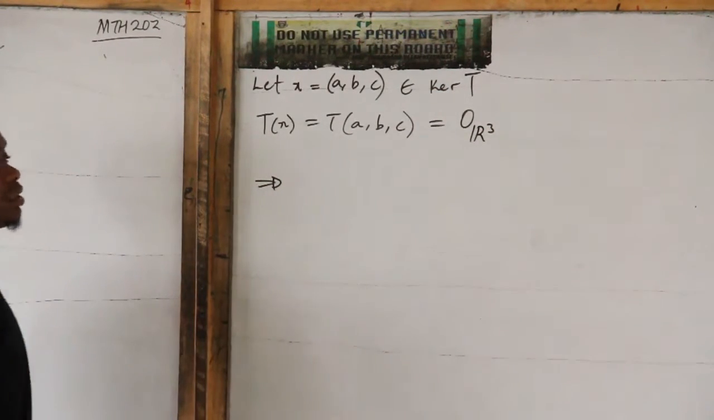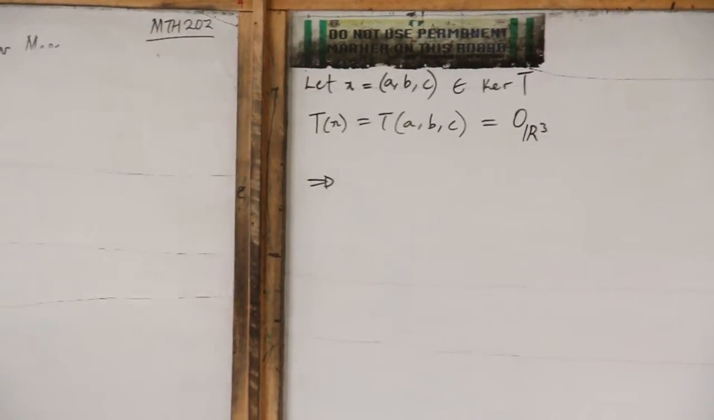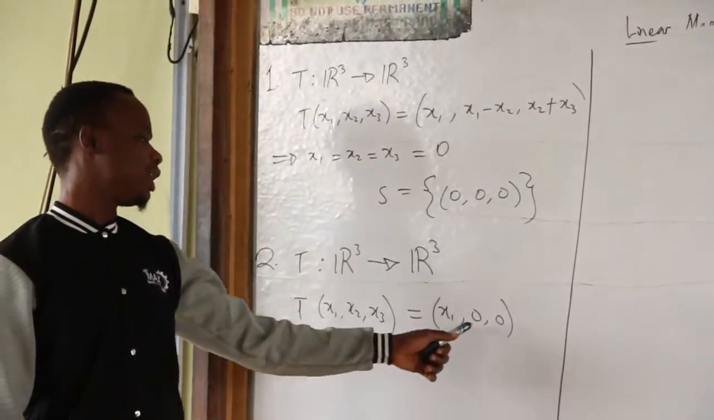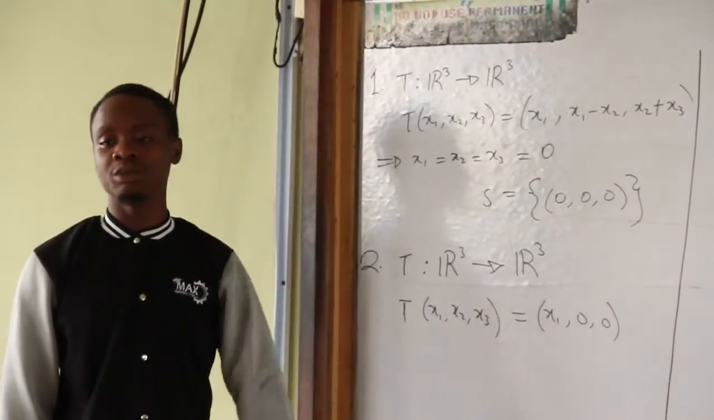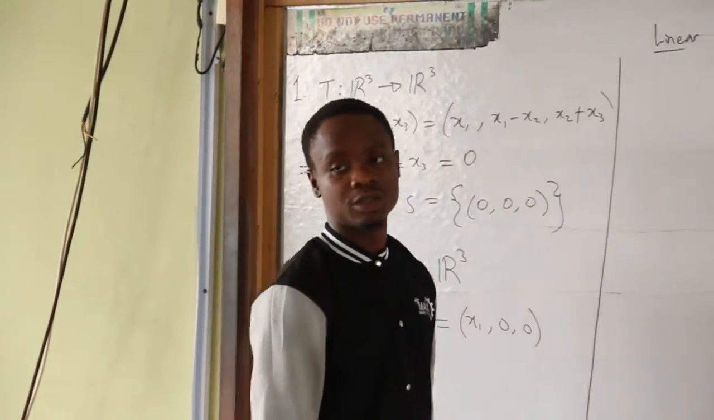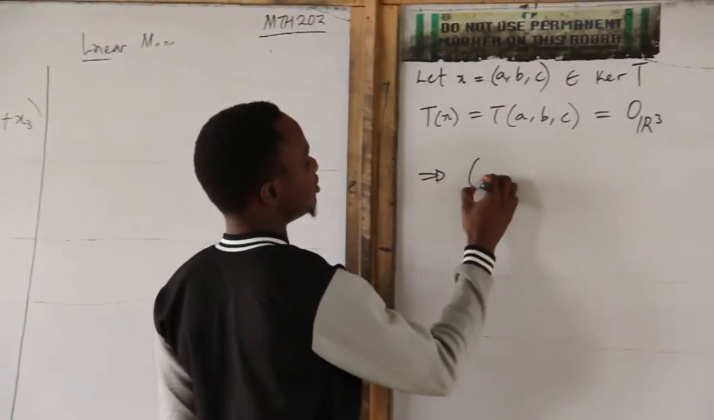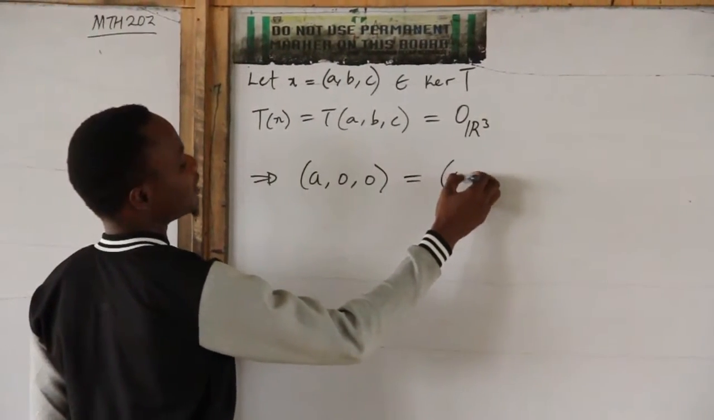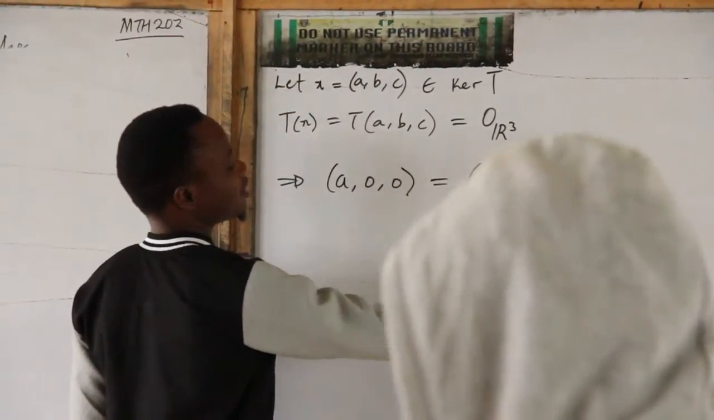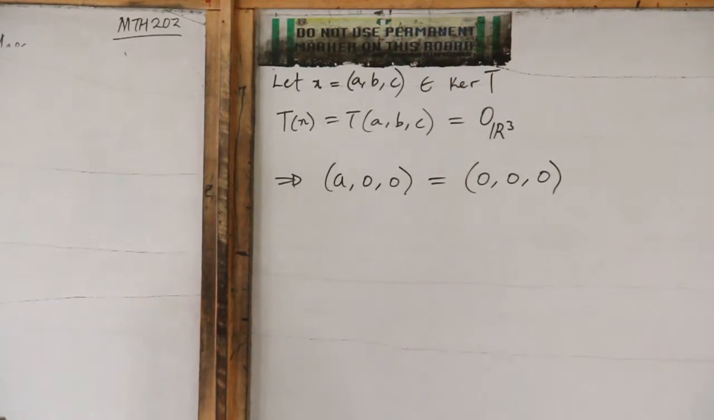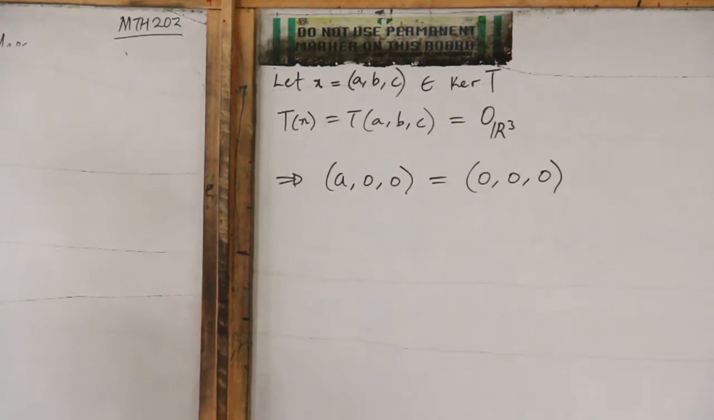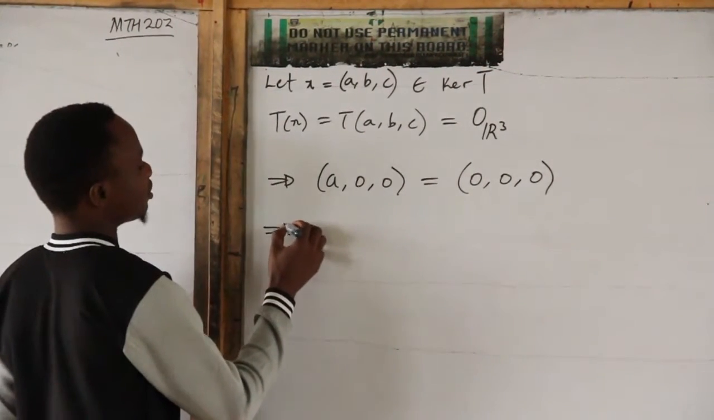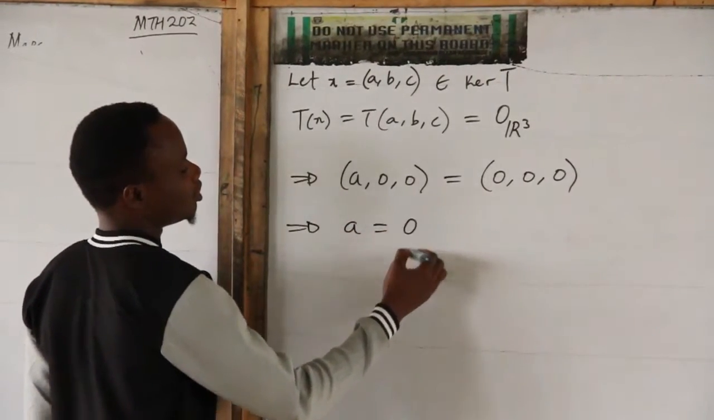Which means that what is T of abc? T of x1, x2, x3 is x1, 0, 0. That means T of abc will be a, 0, 0, because the 0 element in R^3 is 0, 0, 0. You get that? Alright, so what does this tell you? It tells us that a should be equal to 0.